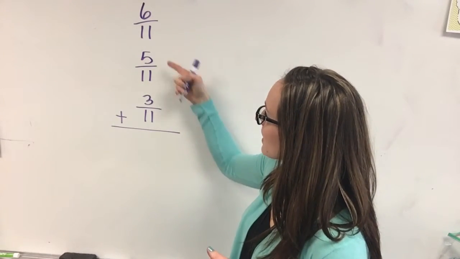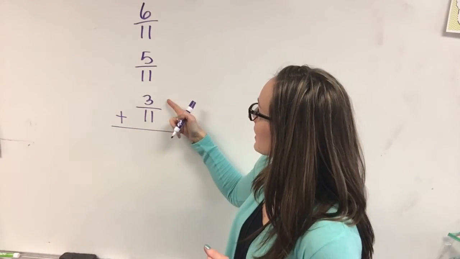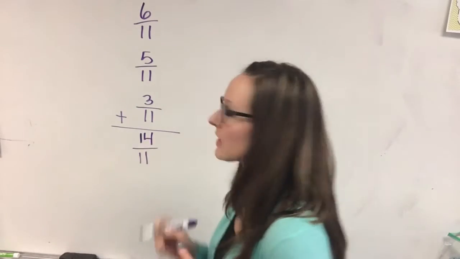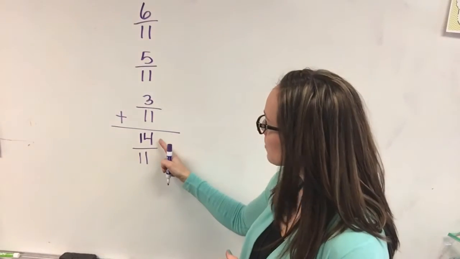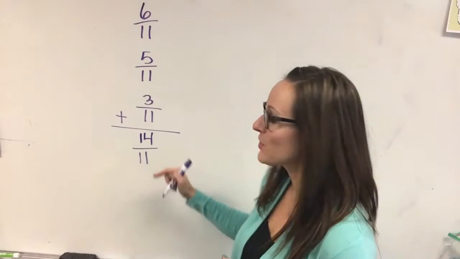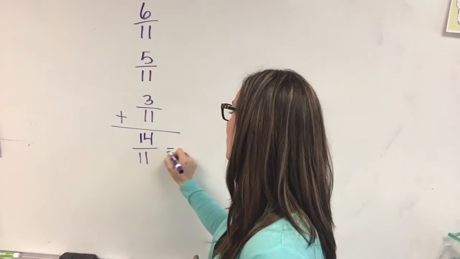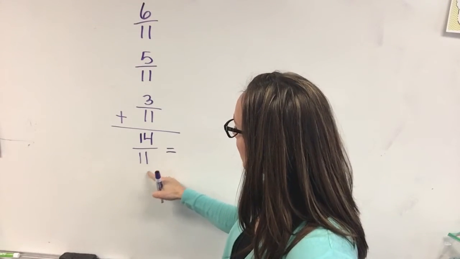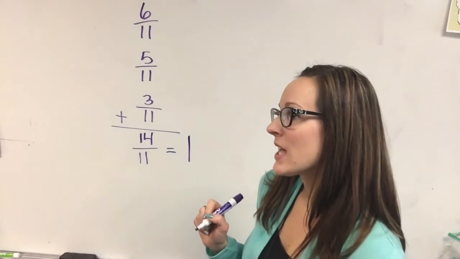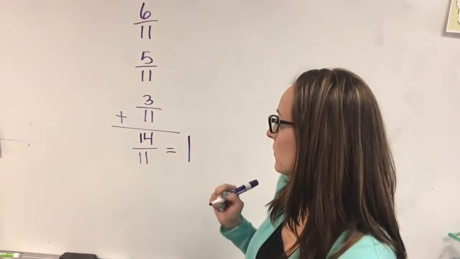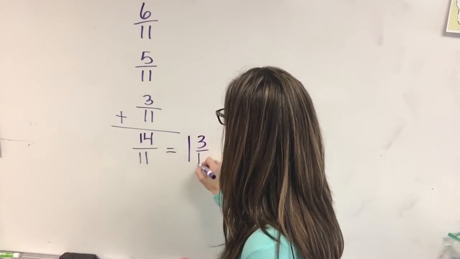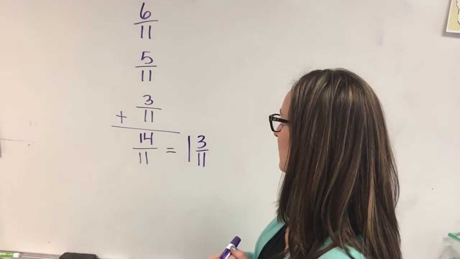6 plus 5 is 11, and 11 plus 3 is 14. So we have 14/11. This is an improper fraction because 14 is greater than 11. You cannot have a greater number for your numerator, so we have to convert it to a mixed number. Well, I know that 11 can go into 14 one time, and I know in my head that if I put 11 into 14, I'm going to have 3 left over. So I will have 1 and 3/11 for my answer.